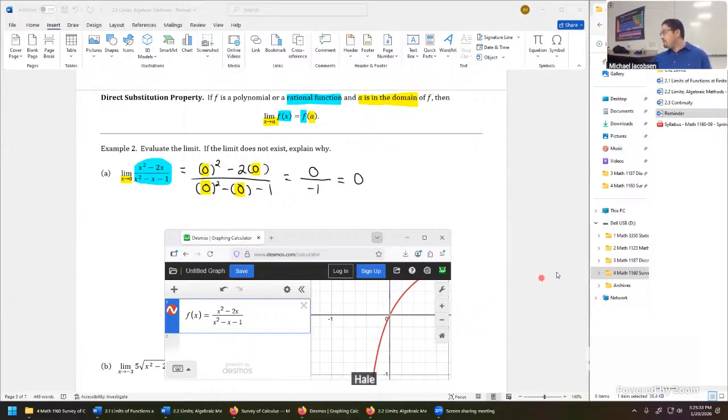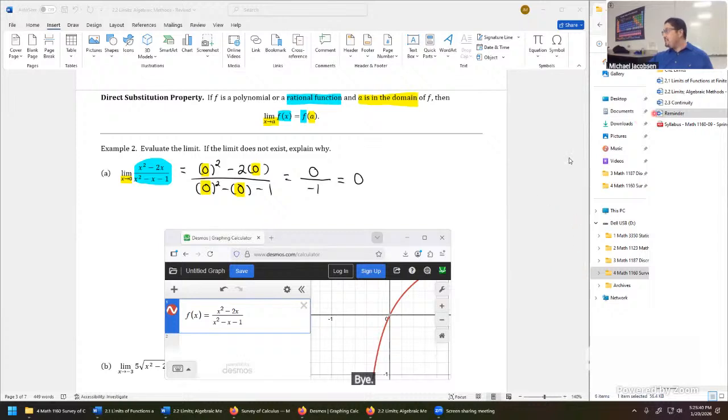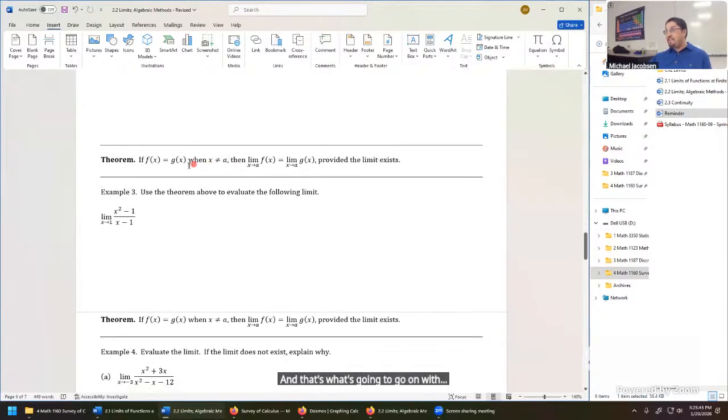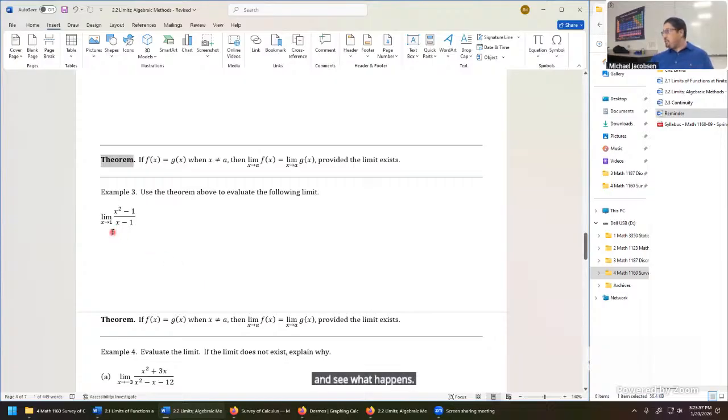Haley says, if you get an undefined answer, would that mean the limit is not defined? Not necessarily. That's where it's going to depend on the function itself. And that's what's going to go on with this property right here. If we do get division by 0, we might still be able to compute the limit. So we're going to make this theorem do that magic for us and see what happens. Notice, as a preview to go along with that comment, if you plug in 1 on this, it's 0 divided by 0, but this limit actually does exist. And we'll show just exactly how to compute it next.